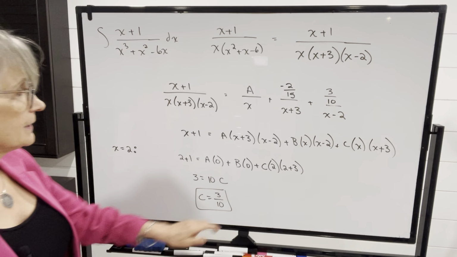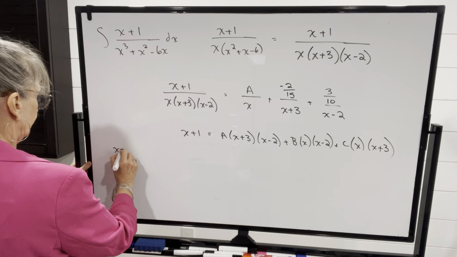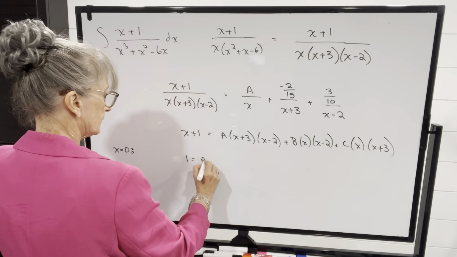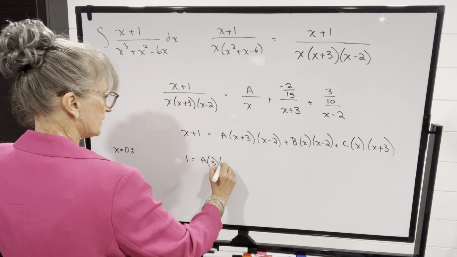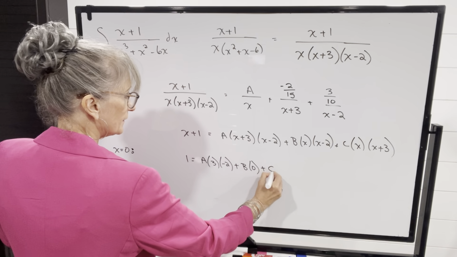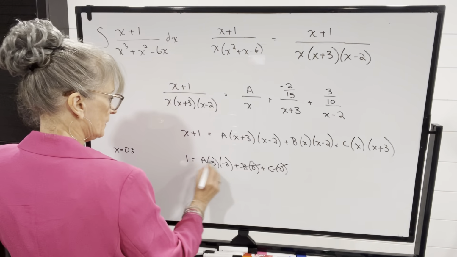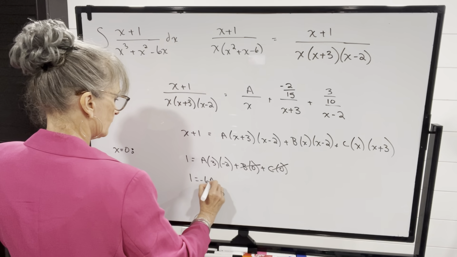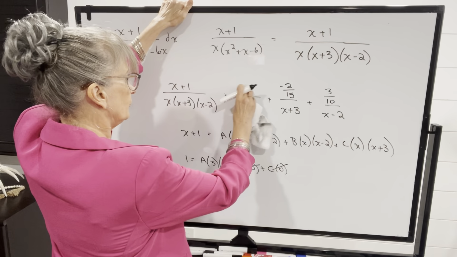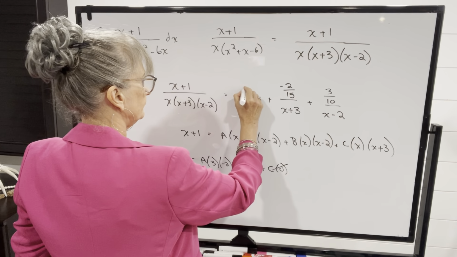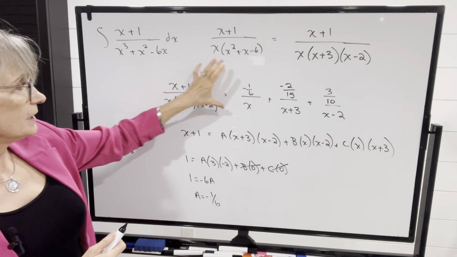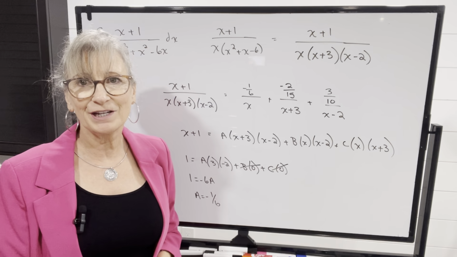And lastly, let's make x equal to 0. Plugging a 0 in for x, we get 1 equals a times 3 times -2. This term will be 0, and this term will be 0. So we get -6a equals 1. So a is equal to -1/6. Plug that in for a. So we've successfully broken this fraction into the sum of those 3 fractions, and now we can integrate.